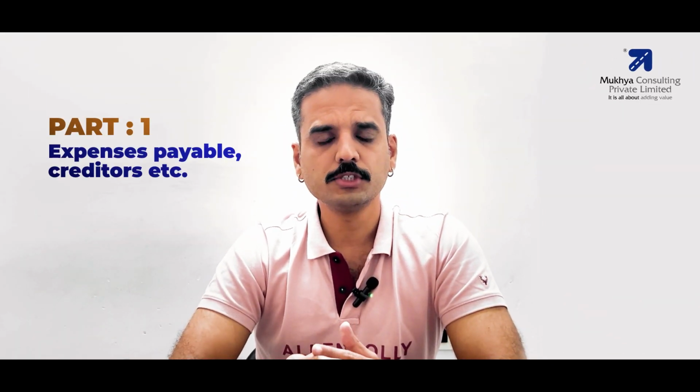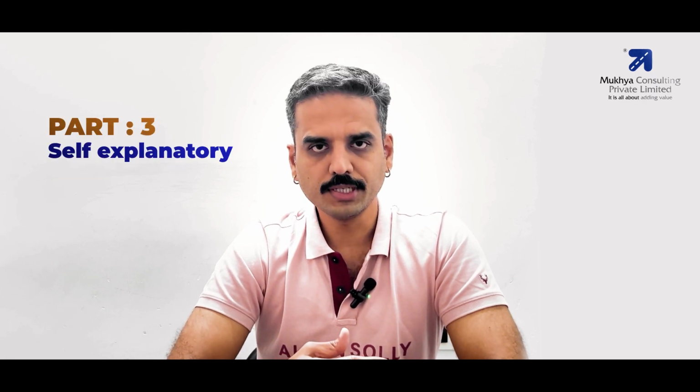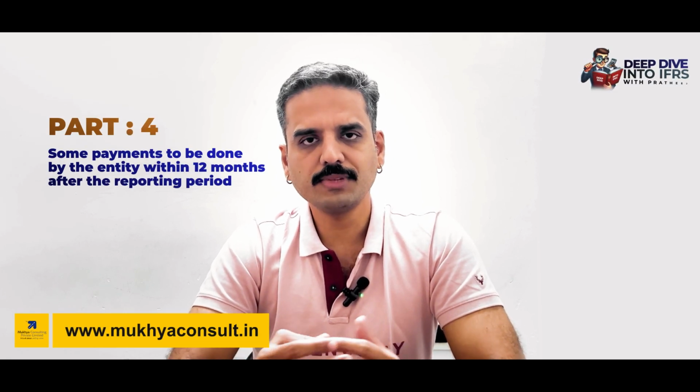Now the explanation to the definition of current liabilities. Part 1 mainly covers expenses payable, your creditors, etc. provided they are expected to be settled within the normal operating cycle. Part 2 deals with financial liabilities as per IFRS 9. Part 3 is self-explanatory. When it comes to Part 4, suppose there is some payment to be done by the entity within 12 months after the reporting period, and the decision to make that payment is not up to the entity. That is, whoever has lent money to you has the right to demand payment, and on demand, the liability has to be settled. In such a case, that has to be treated as a current liability.